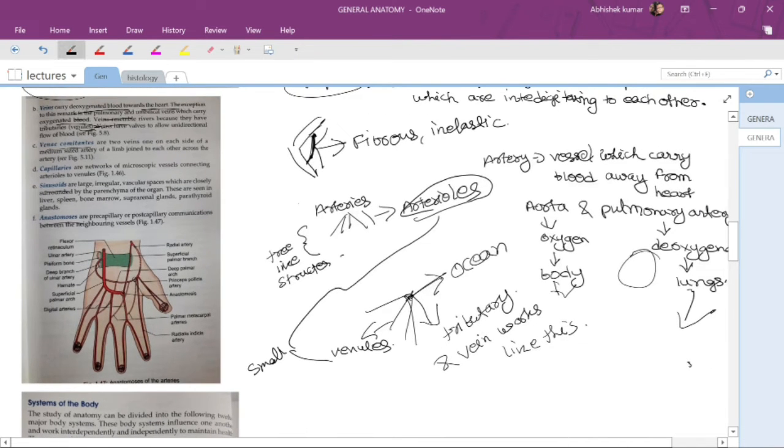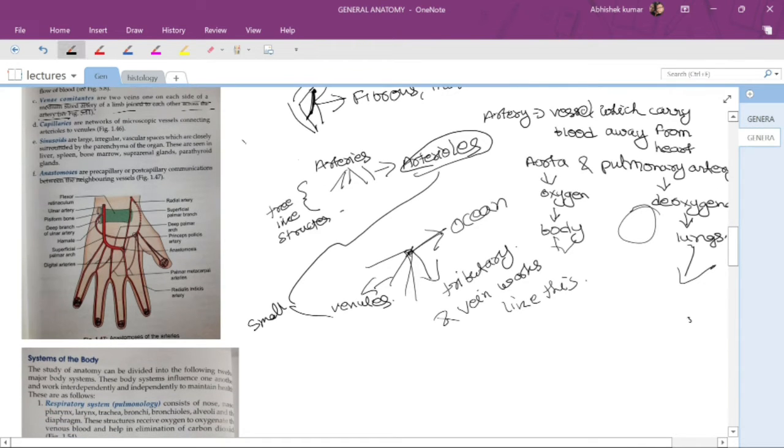Now, vena comitans. Vena comitans are two veins, one on each side of a medium-sized artery of a limb, joined to each other across the artery. So first understand it like this. Here is the artery, got it? Now here are two veins.